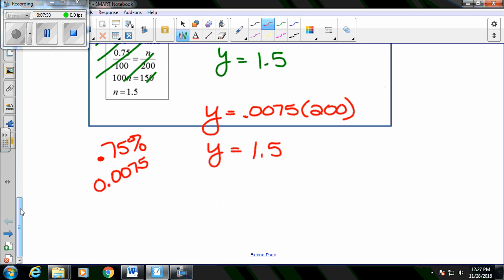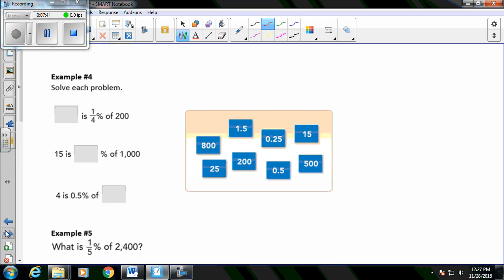Okay? All right, so let's look at the next slide. They want us to solve each problem. So what I want you to do is take a minute and, off to the side, solve each of these problems here. This is 1, and this is 2, and this is 3. Solve them using part equals percent times whole, and then come back.